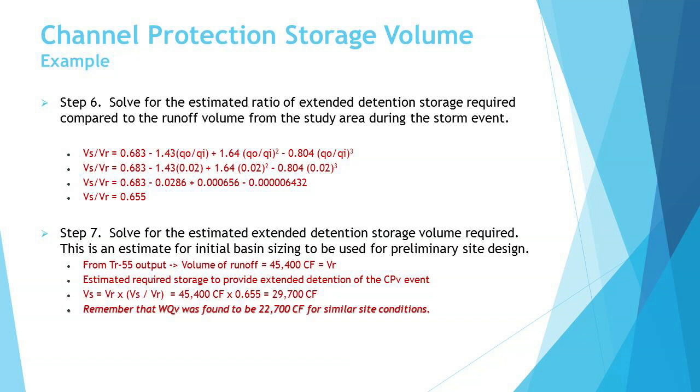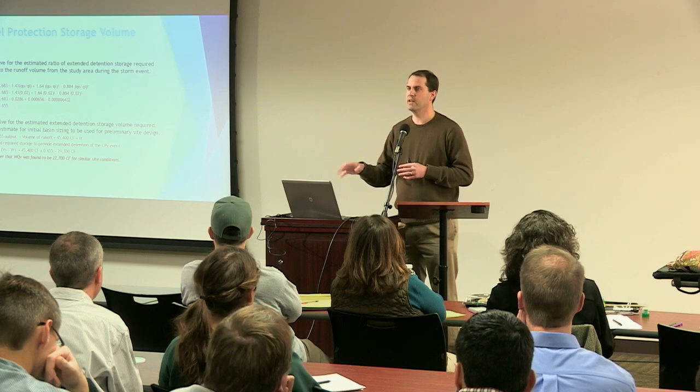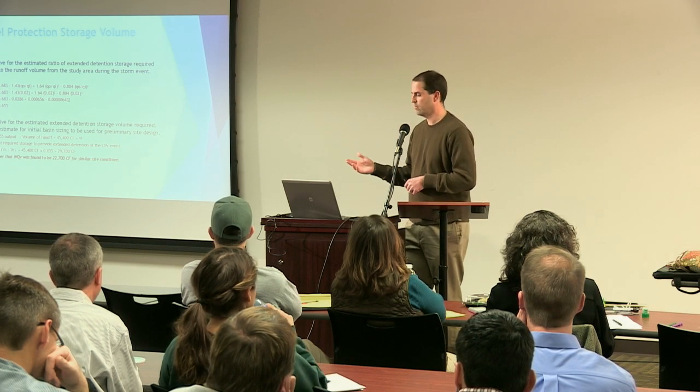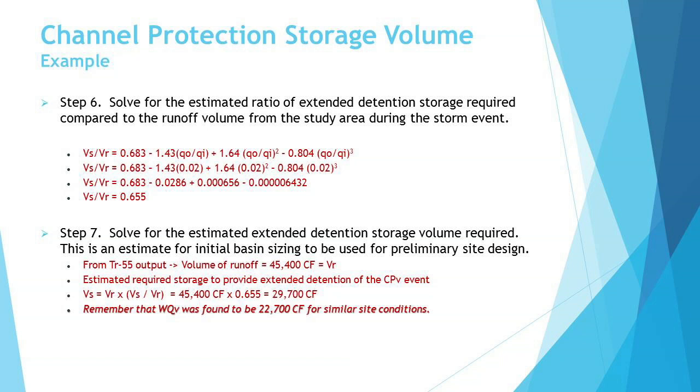And when you do the math, the volume of storage over the volume of runoff equals 0.6555. So what this is telling us is the volume of storage we're going to need to provide extended detention for this one-year storm is about 65% of the actual rainfall runoff that's generated. So this is allowing us to estimate the storage we need. From TR55, it will give you the volume of runoff. In this case, from our output, it would tell us that 45,400 cubic feet was the runoff from this storm event. So you simply take that volume of runoff times the ratio, and we find out that we need 29,700 cubic feet of storage to provide extended detention for the one-year event.